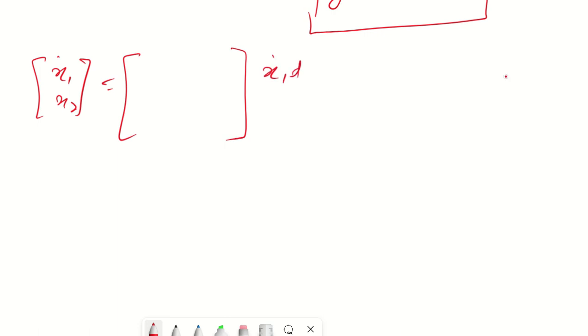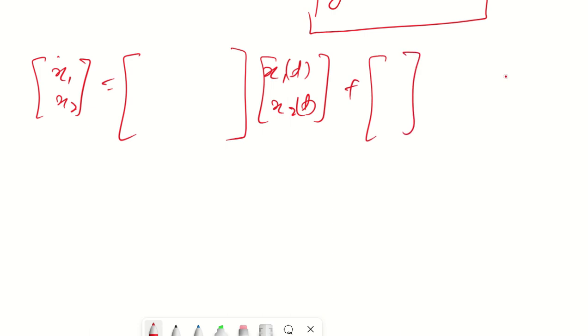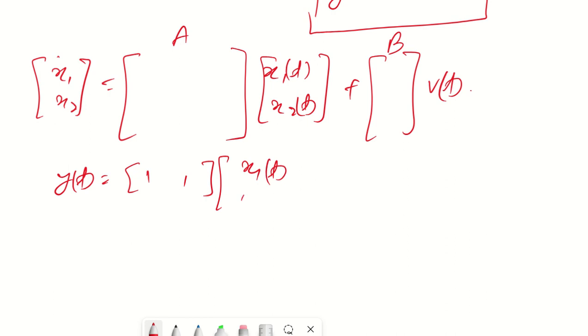So we can write x1 dot, x2 dot is equal to A matrix, I'm just leaving it blank, into x. So x will be x1 of t and x2 of t, okay. So this is my Ax plus Bu, with B multiplying u of t. So this is going to be matrix A, this is going to be matrix B, as we just now wrote. And my y of t will be Cx. So that is going to be 1, 1, and this will be x1 of t and x2 of t.